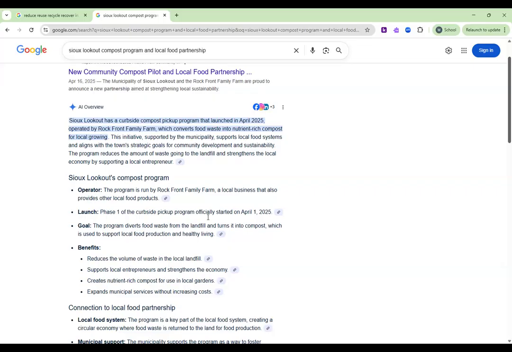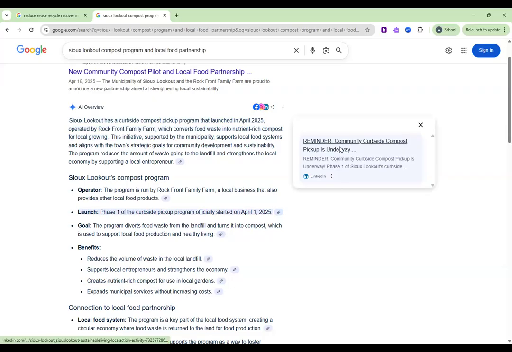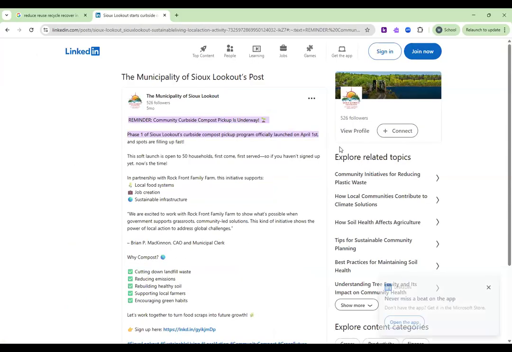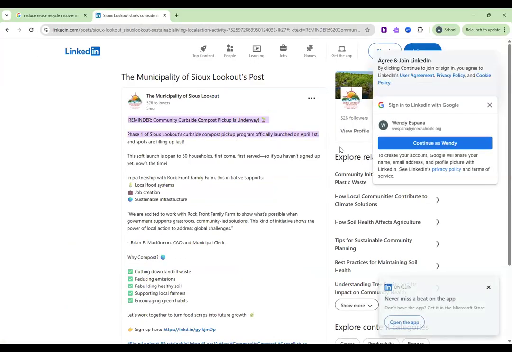Phase 1 started April 1st. Just seeing if it will load. Okay, here we go. Here's phase 1. So it's a curbside compost pickup program. It opened to 50 households, and it's first come, first serve. So I did not get into that, unfortunately. Hopefully phase 2 is coming next.